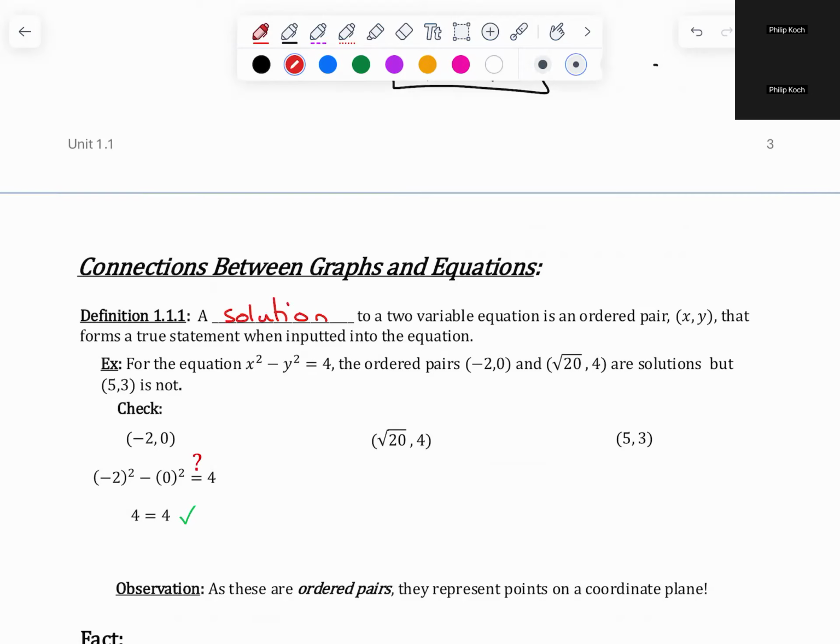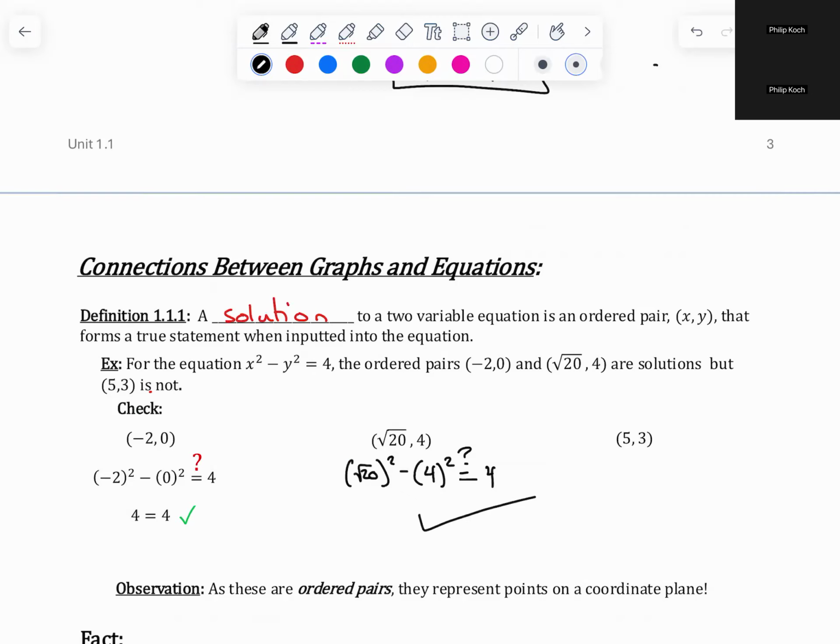So for example, x squared minus y squared equals 4. The ordered pairs (-2, 0) and (square root 20, 4) are solutions where (5, 3) is not. Checking (-2, 0), we're going to plug in -2 for x, 0 for y. And what do you get? -2 squared is +4 minus 0 squared, that's 0. 4 minus 0 is 4. We get a true statement. Try (square root 20, 4). Square root 20 quantity squared minus 4 quantity squared. Does that equal 4? Yes, it does, because you get 20 minus 16, that's 4, and that equals 4.